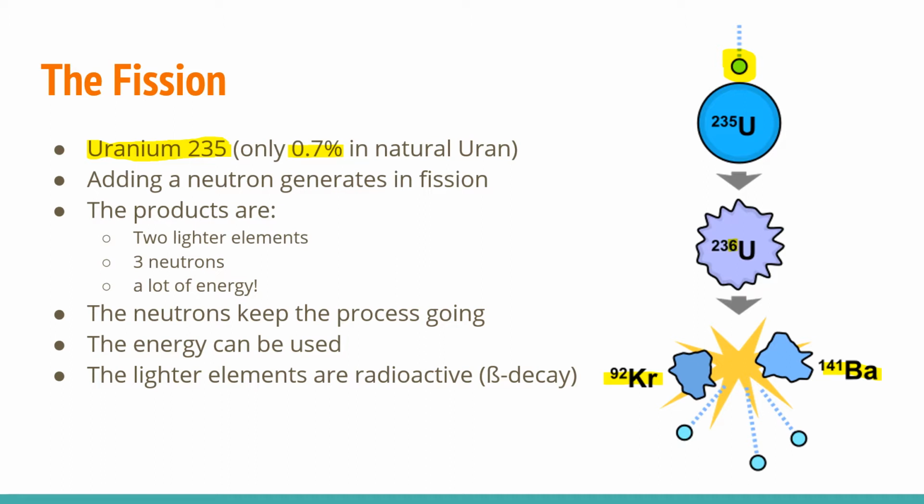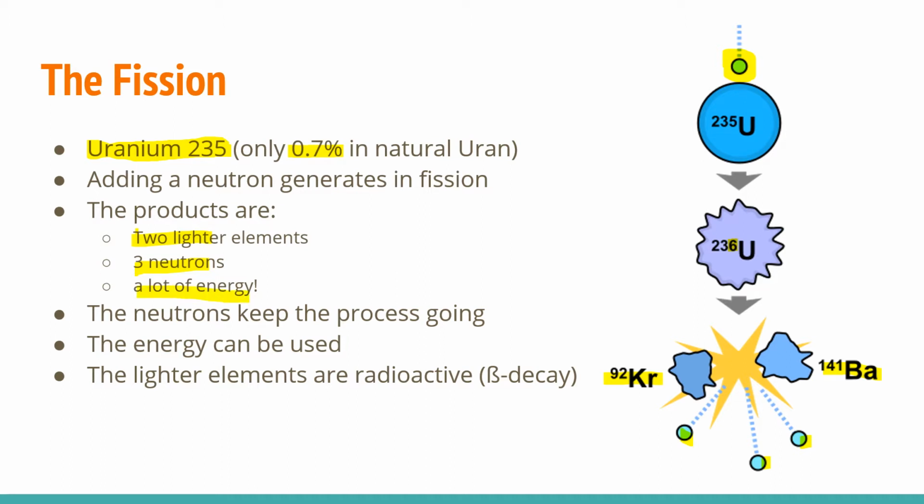Something is missing here, and these are the free neutrons that are leaving. Together, these two elements plus these free neutrons give the same mass that we had from the origin here. And so that is the process. So now we have these two lighter elements, we have the free neutrons, and we have a lot of energy.